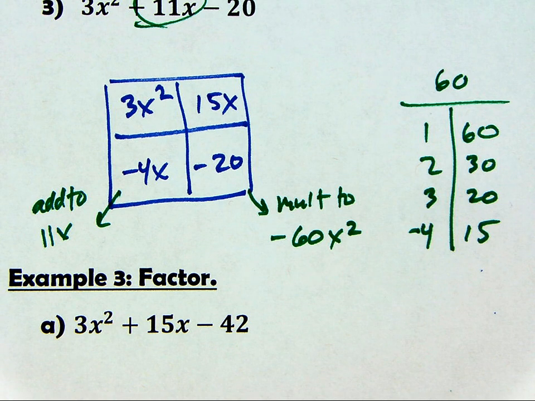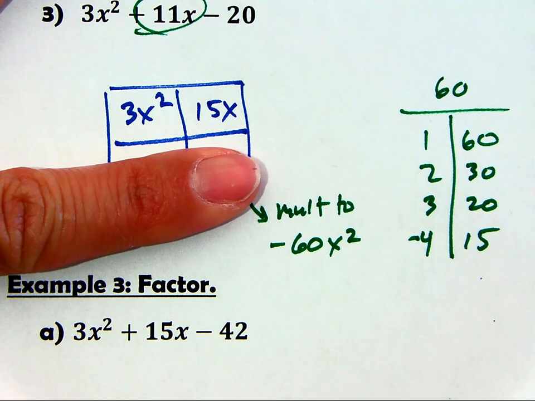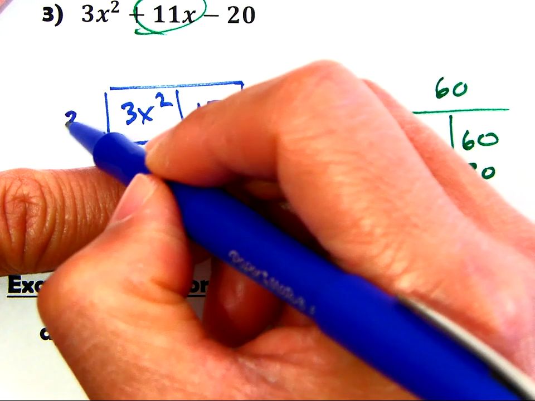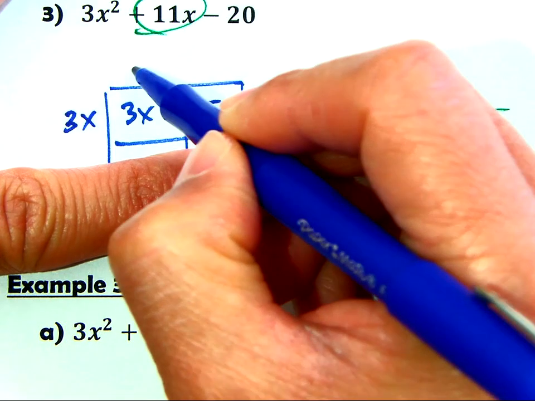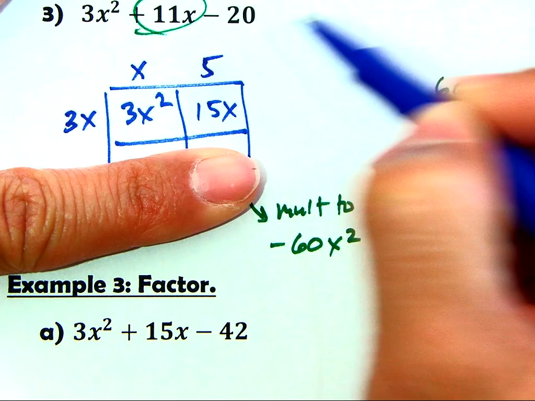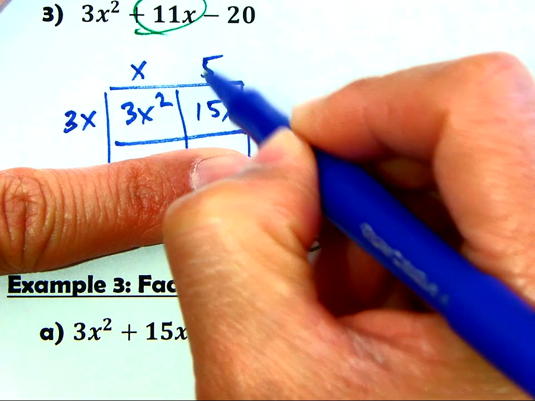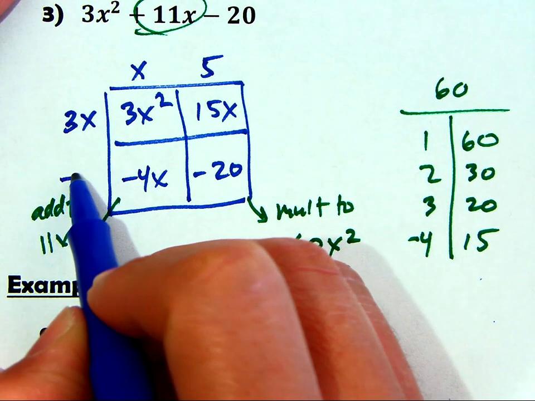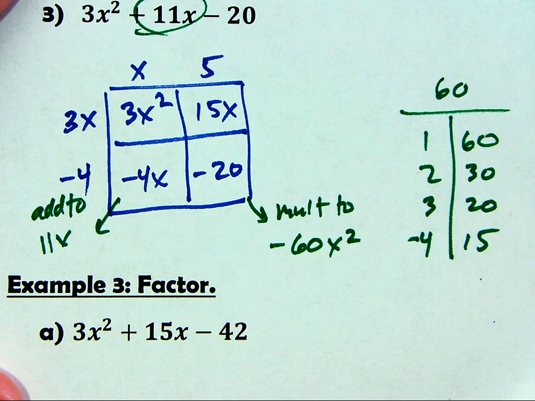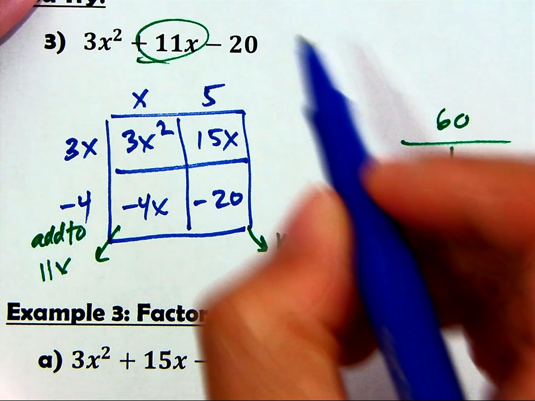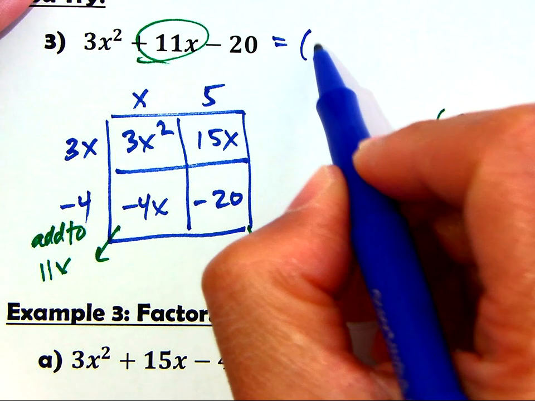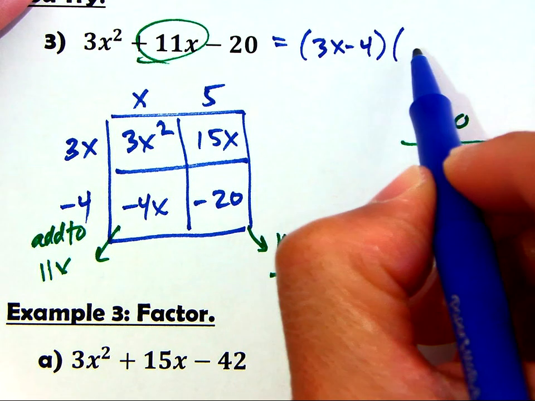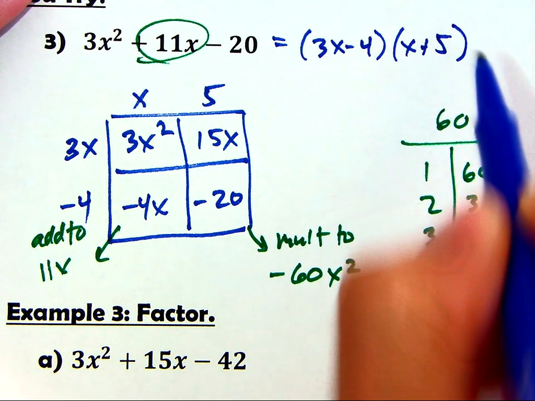All right, so top row, what they have in common is 3x, so we need a factor of x there and a factor of 5 there. 3 times 5 is 15. And then the only other factor we would need is the negative 4. So 3x minus 4 and x plus 5 are the factors of our polynomial.